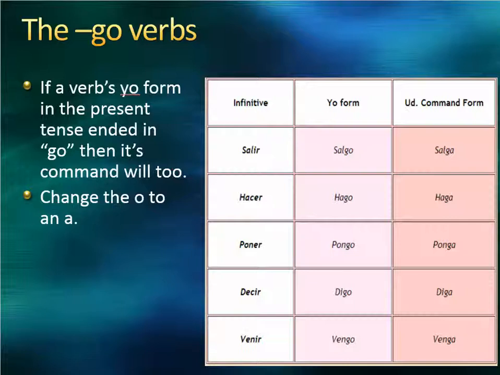So it goes from salgo, which is the yo form, then you change the O to an A, and it becomes salga. For hacer, hago becomes haga. Poner goes from pongo to ponga. Decir goes from digo to diga. Venir goes from vengo to venga. So, again, if any verb ends with a go in the present tense yo form, then its command will also have that G, but instead of an O on the end, it will be an A.